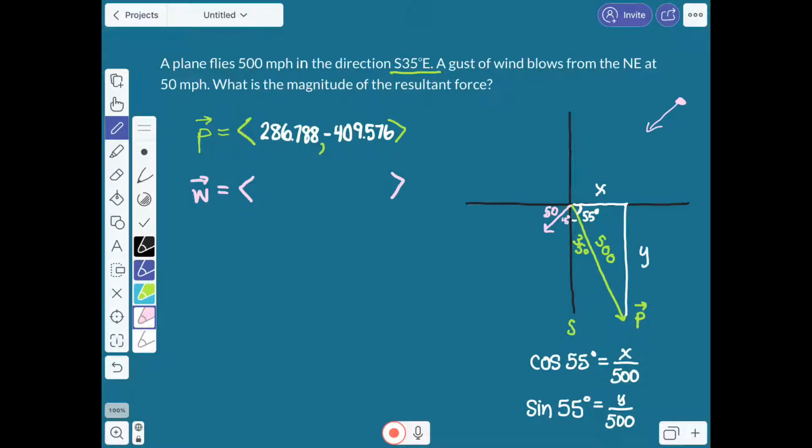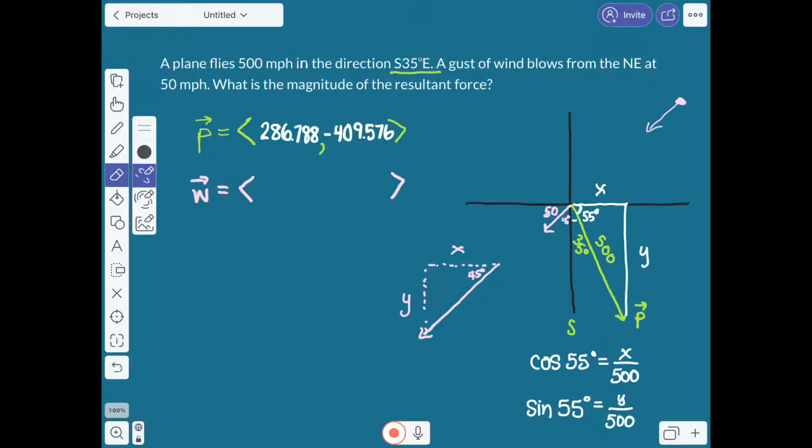is blowing straight this way. If you wanted to enlarge it, you could. So the hypotenuse is 50, and if we wanted to find our x and our y for that, that's a 45-degree angle. So you can either do your 45, 45, 90, or you can stick with sines and cosines. Either way will work. Our hypotenuse is the 50 miles per hour.